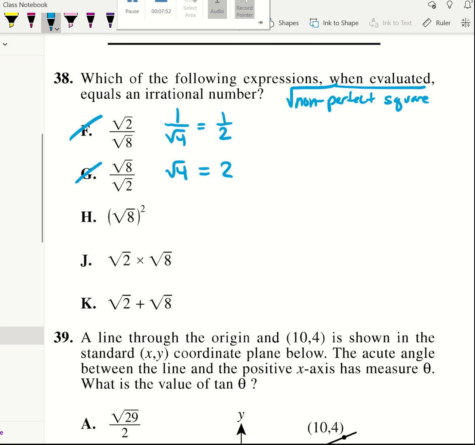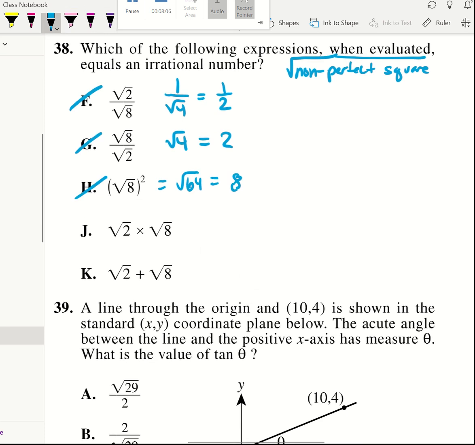But operationally, the way you can think about this is that root 8 times itself would be root 64, and the square root of 64 is the whole number 8. There's a lot of different ways to think about that problem, but we did end up simplifying out that radical because we had a perfect square. Root 2 times root 8 is root 16. That's another perfect square, which is rational. This must be the one that's irrational.